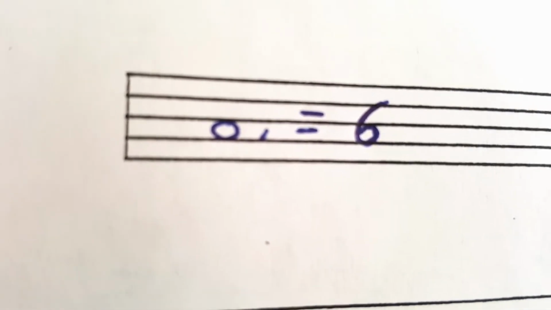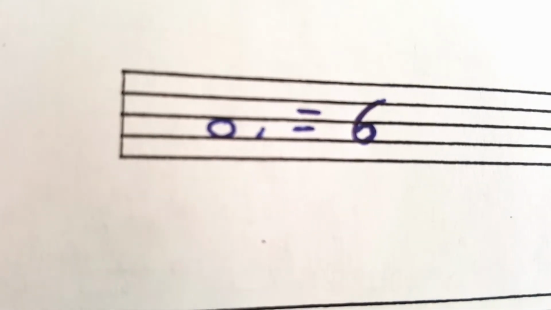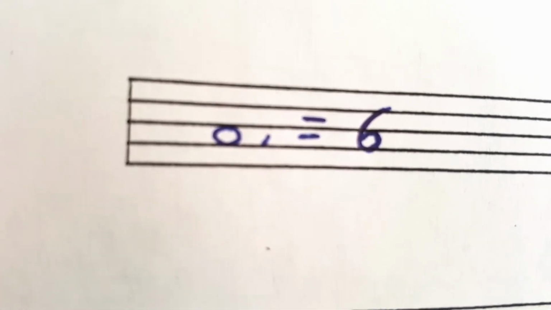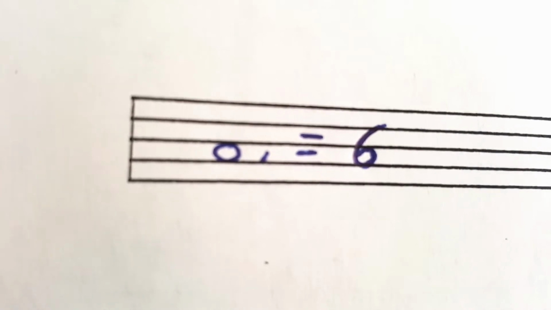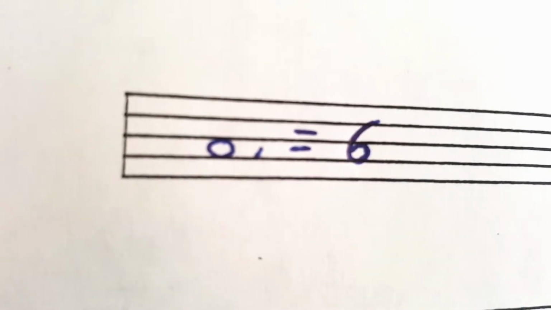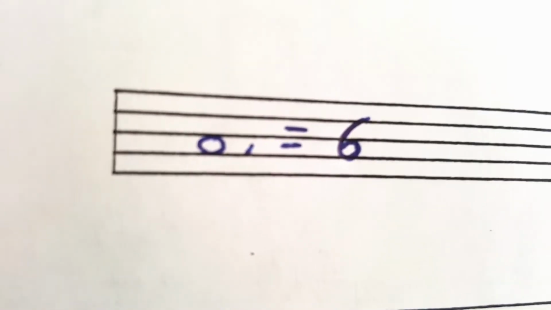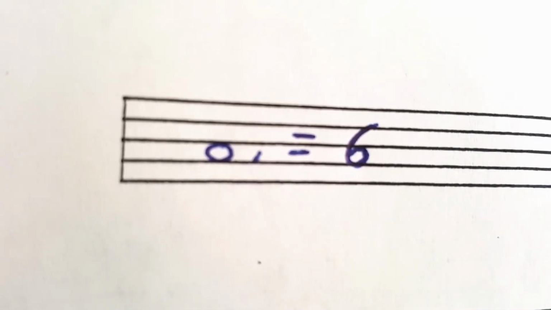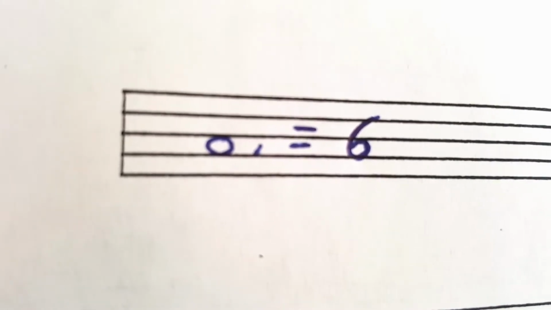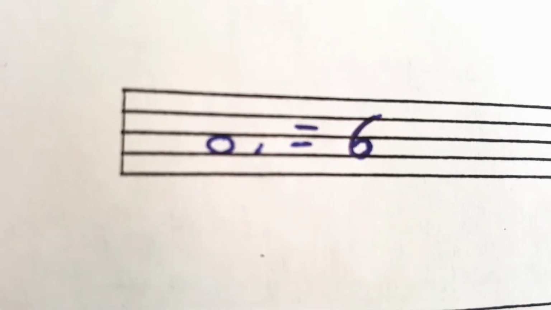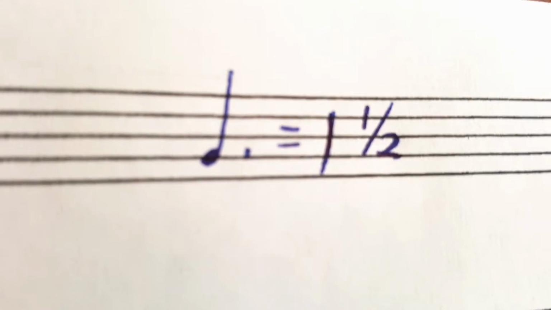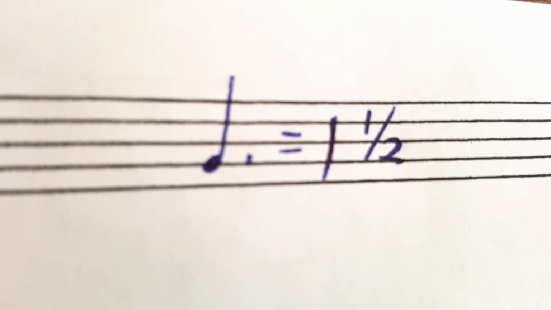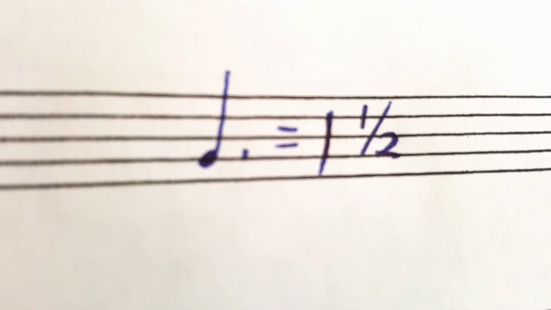Here is another example with the whole note. If you add the dot to the whole note, it is equivalent to 6 beats. Following the rule, a whole note gets 4 beats by itself without the dot. Adding half the value of 4, which is 2, it is equal to 6 beats. This is the dotted quarter note, and as you can see, if you follow the rule, it equals 1.5 beats.